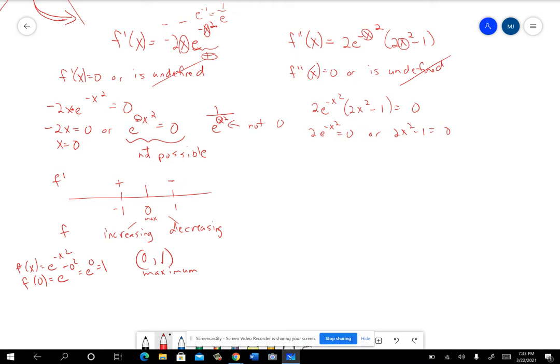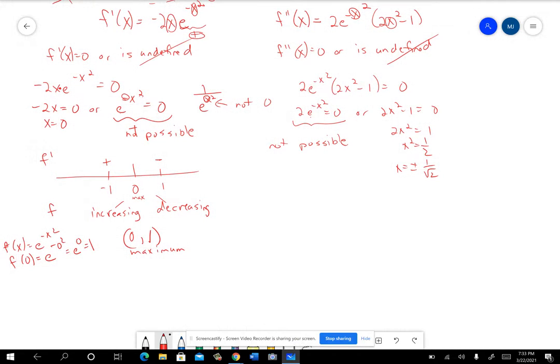But for a similar reason, e to a negative number is just 1 over. This is going to be positive, so this is never going to be 0. Okay, so you don't get any x values from there. And then here you might add the 1, divide by 2, and then take the square root. Okay, and you could rationalize, but that's not normally so important in calculus. And those are possible inflection points.